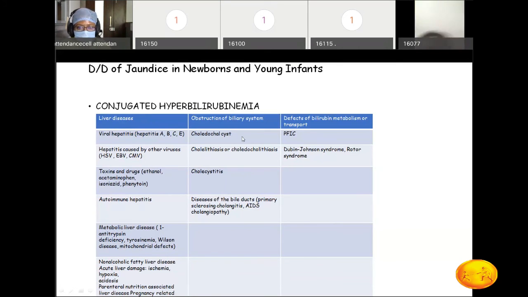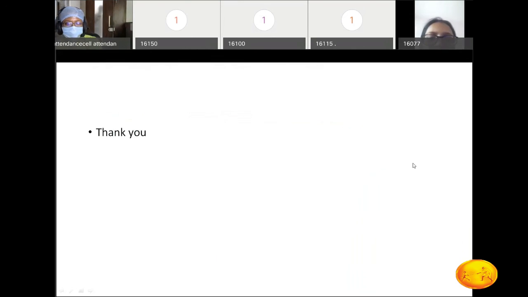Then you've got choledochal cyst in the obstruction of the biliary system, gallstones, cholecystitis. Again, PFIC you might get in these children. So that's it.